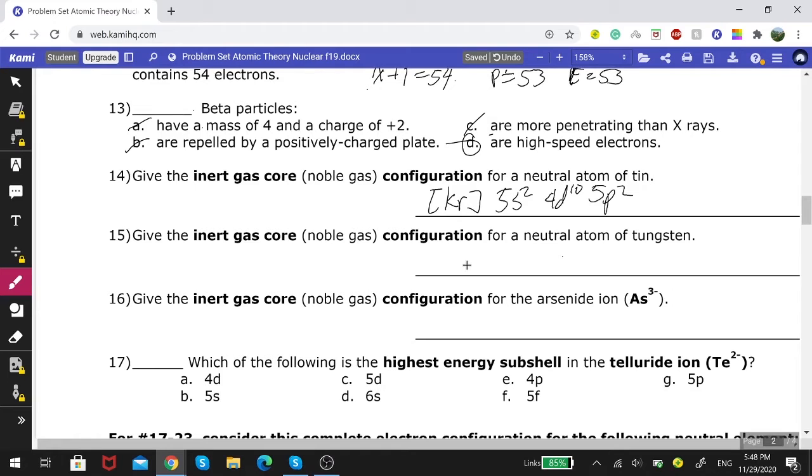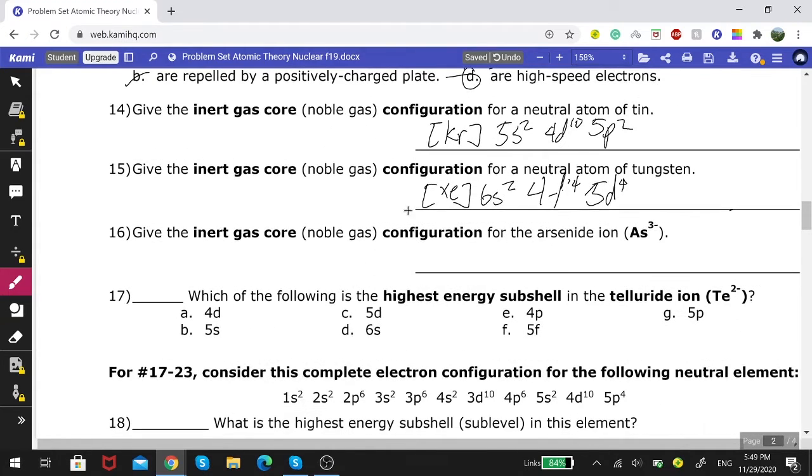5p2. Alright, noble gas configuration for a neutral atom of tungsten. Tungsten is 74 with a W. Alright, so W, we'll go up one, it's going to be Xe. That's a noble gas. And if we look to the side, it's 6s2, 4f14, because it has to go all the way to the bottom and come back up for 5d4. 1, 2, 3, 4, 5d4, yep.